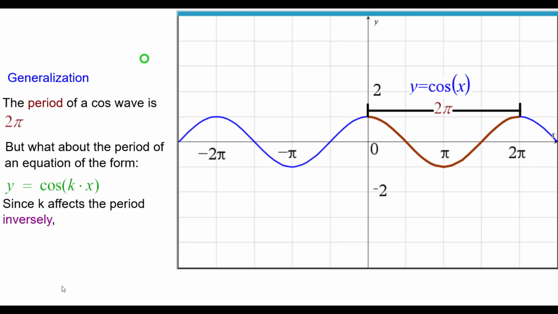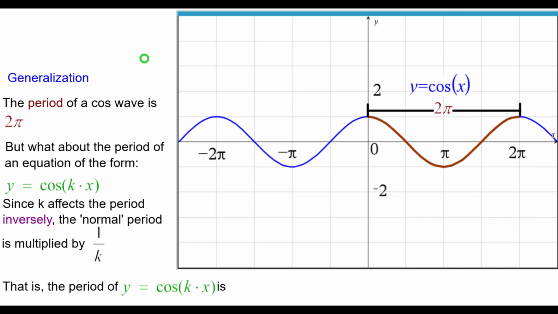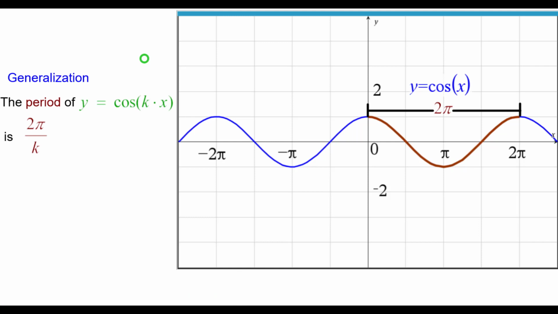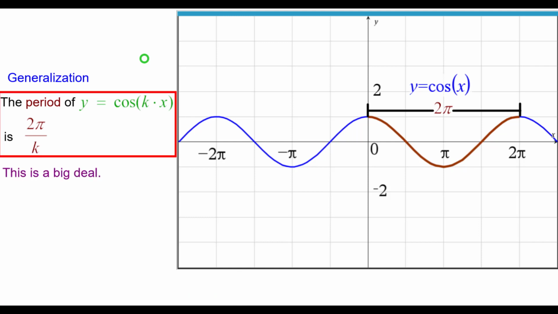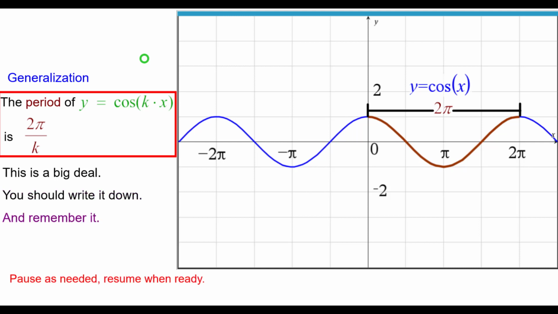Since k affects the period inversely, the normal period is multiplied by the reciprocal of k. That is, the period of y equals cosine of the quantity k times x is going to be 1 over k times 2 pi, which we would write as 2 pi divided by k. Now this is a big deal. In fact, you should write it down and remember it.